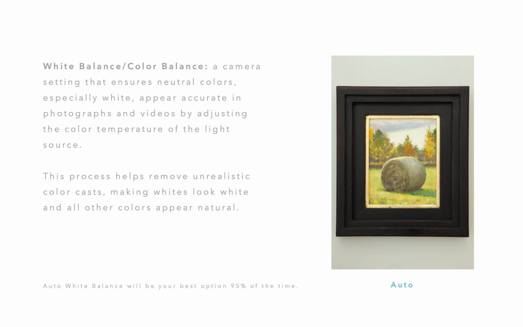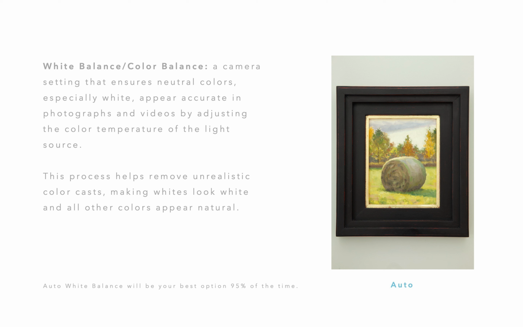So now we're going to go on to white balance and color balance. It's a camera setting that ensures neutral colors, especially white, appear accurate in photographs and video by adjusting for the color temperature of the light source. This process helps remove unrealistic color casts, making whites look white and all other colors appear natural. Truthfully, on your phone, if this is going to be your primary device, it's going to be set to auto white balance, and I would say 95% of the time, it'll be a shoo-in. It'll do a really good job.